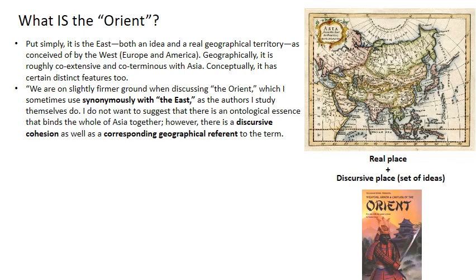So what I mean here is that, firstly, there is a discursive cohesion. The term Orient refers to Asia and all the stereotypical ideas about Asia. This has a kind of discursive cohesion. It also has a geographical referent. It basically means Asia, all right, the area on the map denoted by Asia. That's not to say that I believe there is some kind of essence that binds all of Asia together, but perhaps the Orientalist authors themselves in the 18th and 19th centuries did to some extent. So it's a real place, but also a discursive place or a set of ideas.